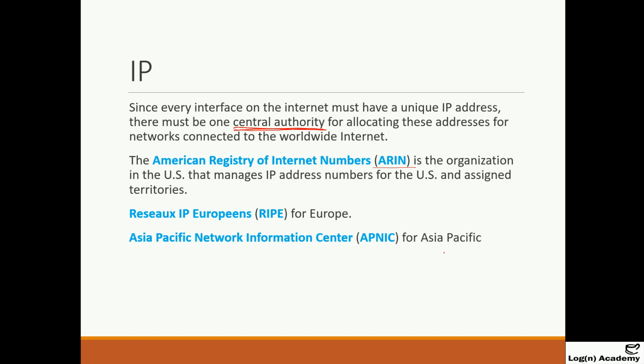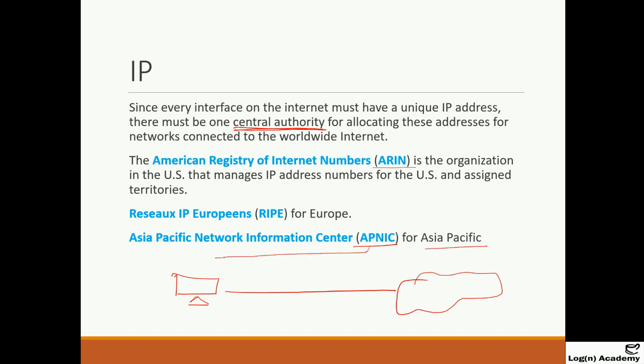So if I have a machine, and this is the big internet, and I want to connect to the internet, this organization will allocate me an IP address using which I can be identified. APNIC will give me a four-segment number using which my machine can be identified over this huge network, which is the internet. So this is the procedure.